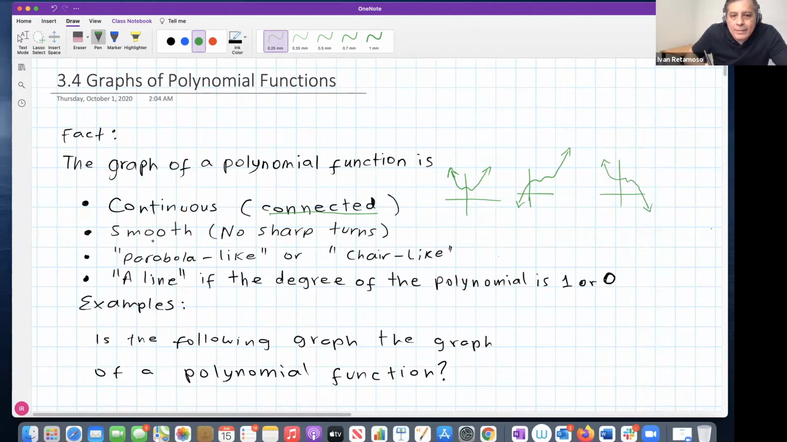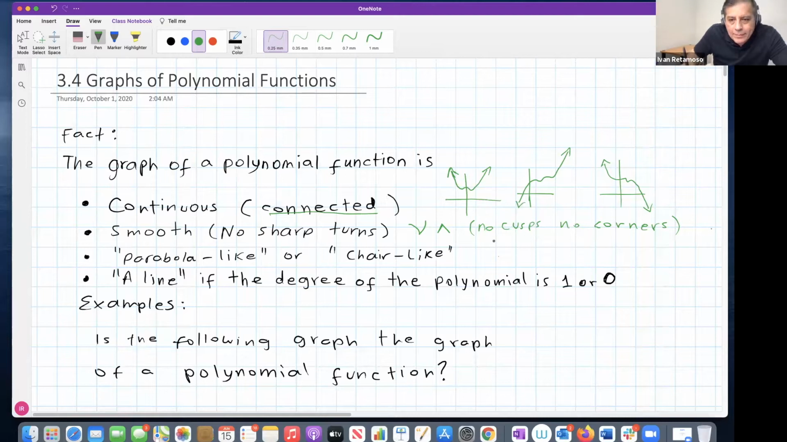Second feature, smooth, no sharp turns. Turns out the graph of a polynomial function is smooth. What is smooth, Professor? Well, it means no sharp turns, no corners, no things like this, right? No cusps, no corners. When you graph a polynomial function, you will never see corners. You will never see these kinds of things, right?